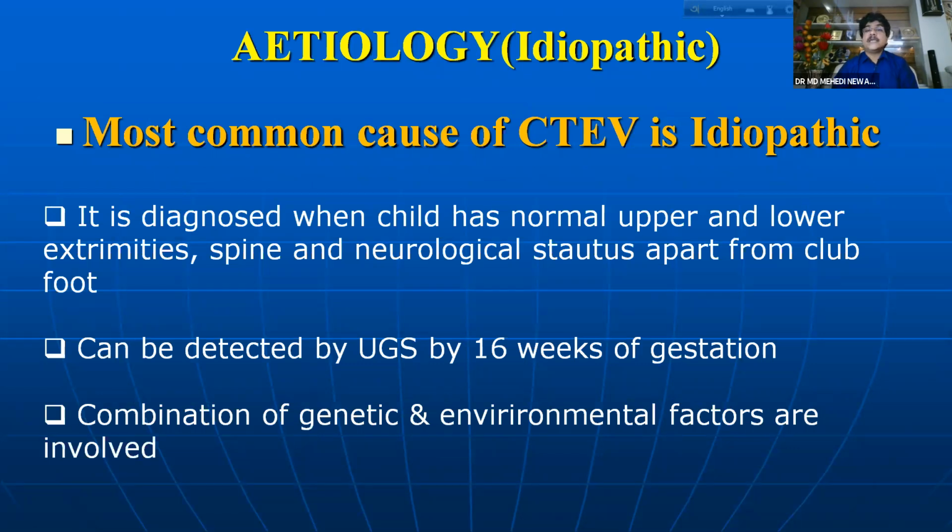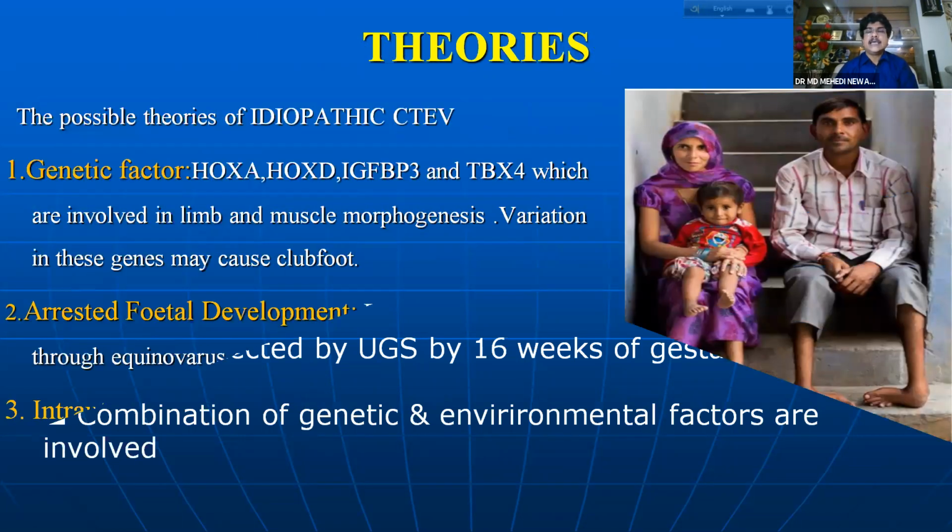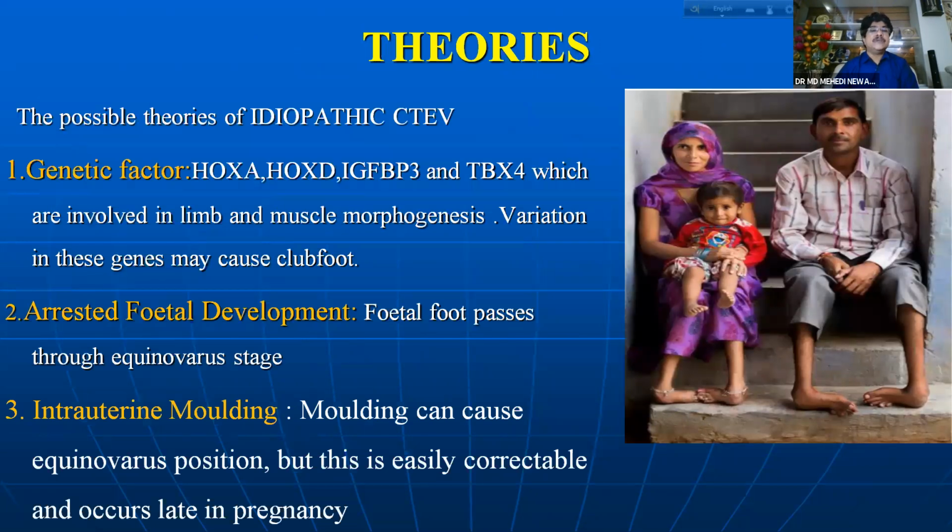Most common cause of CTEV is idiopathic. Today our discussion is idiopathic. It is detected by ultrasonogram by 16 weeks of gestation. A combination of genetic and environmental factors are involved. We know that there are many theories, though they are not established, but it is said in many books.